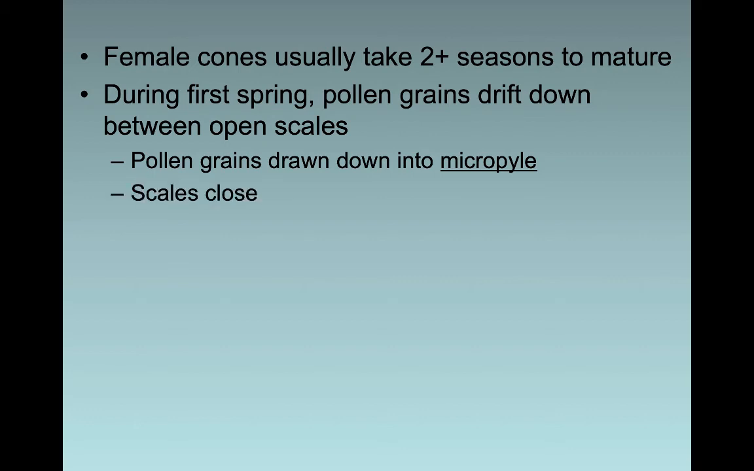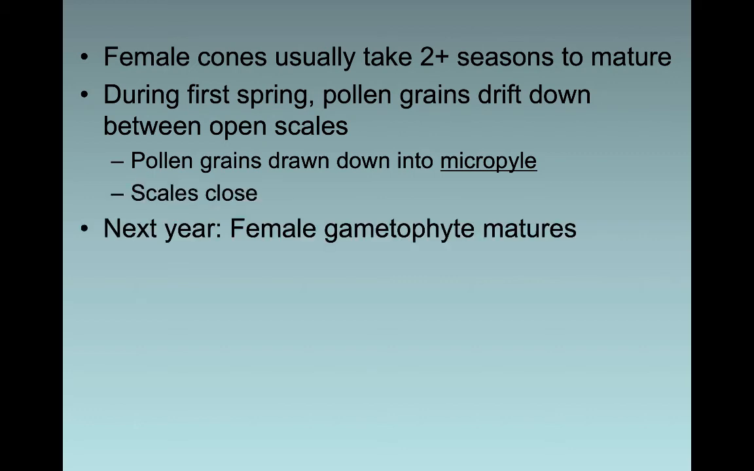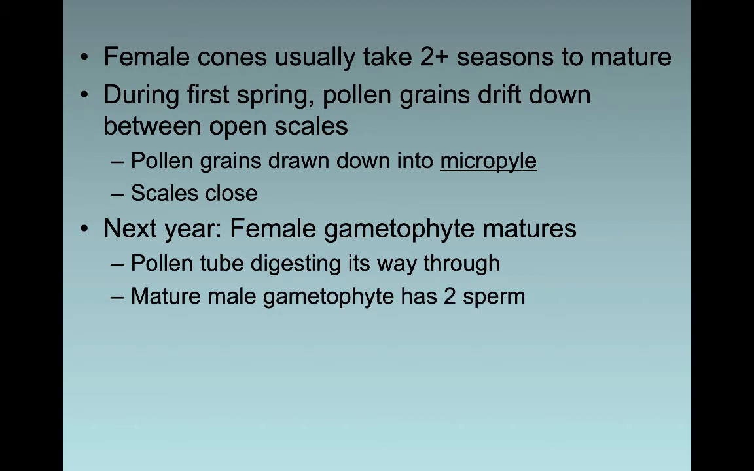At that point, the scales of the female cone close, and for about a year, maybe a little bit less than a year, nothing happens. But remember, we've got a female cone with immature ovules inside of it. Female gametophytes are still immature, but the pollen's already been introduced into the female cone. It's sort of hanging out, waiting for this female gametophyte to mature. All the while, the pollen tube from the pollen grain is digesting its way through the outer layers of that female gametophyte as it matures.